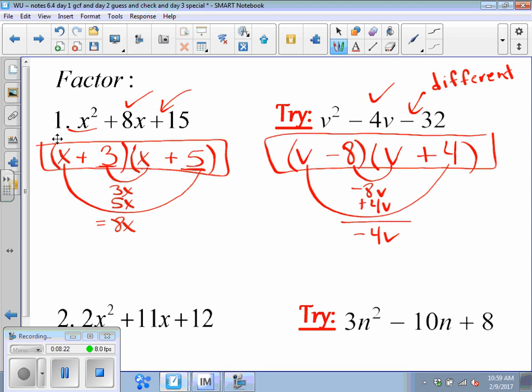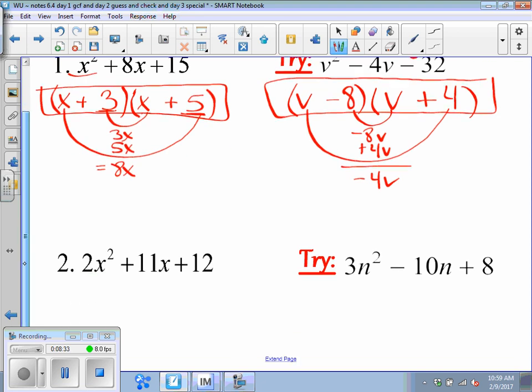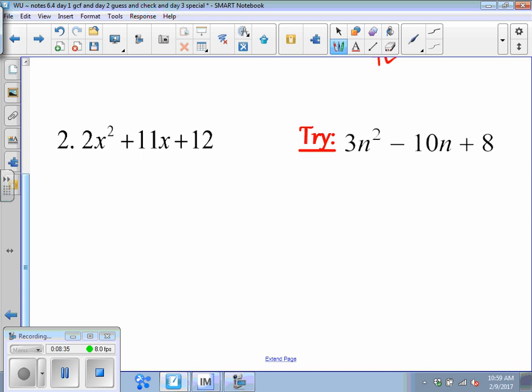Now, these you could have done with the easy AC method, the short AC method, right? The next ones, we have a coefficient in front. These are the ones that get long with the AC method, okay? These are the ones I find to be easier with this method. So let's do this.